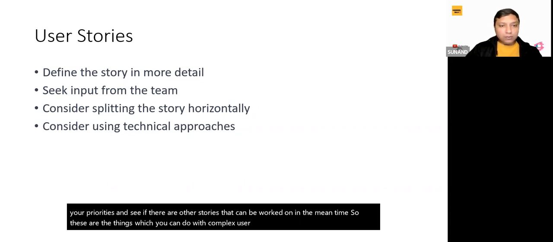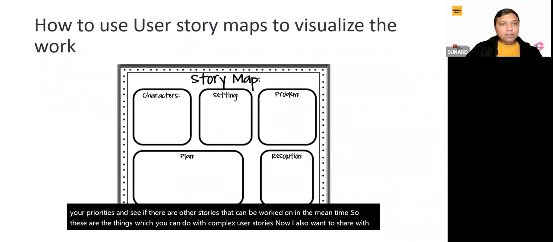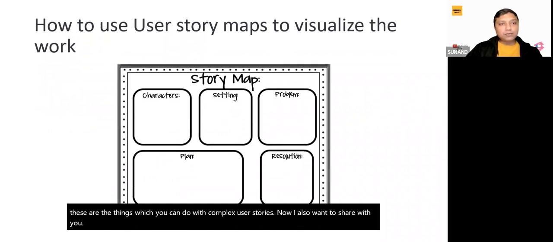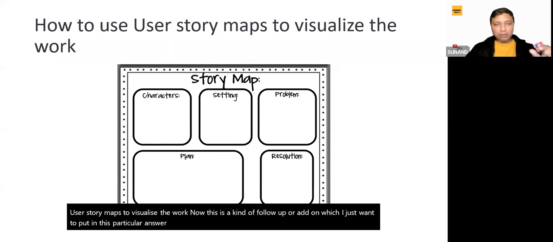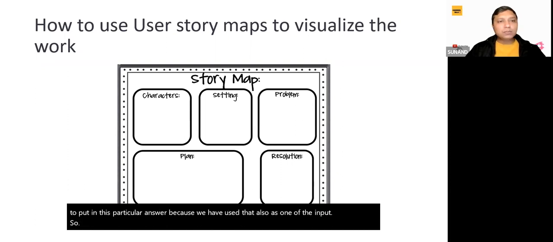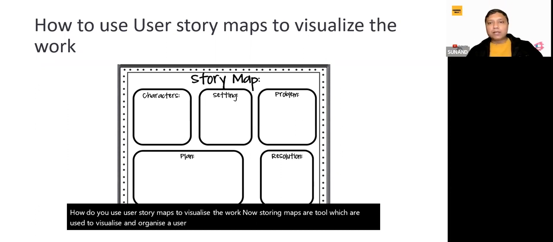Now, I also want to share with you user story maps to visualize the work. This is a kind of follow-up or add-on which I just want to put in this particular answer because we have used that also as one of the inputs. So how do we use user story maps to visualize the work? Story maps are tools which are used to visualize and organize the user stories. They are sometimes also known as user requirements or user needs.